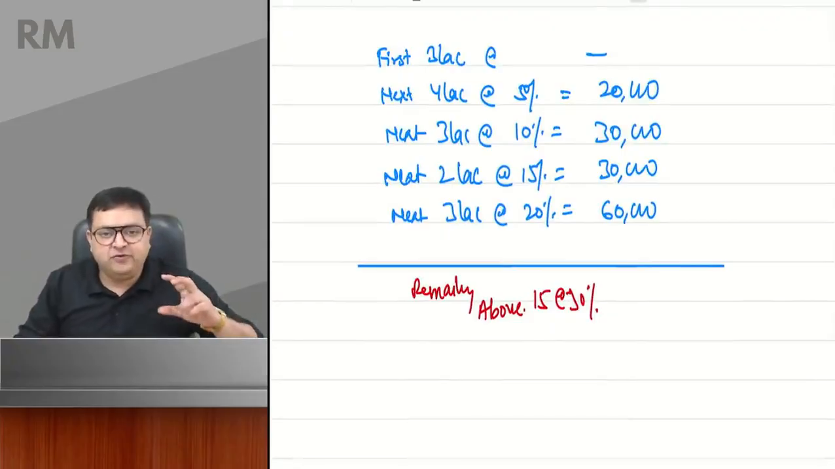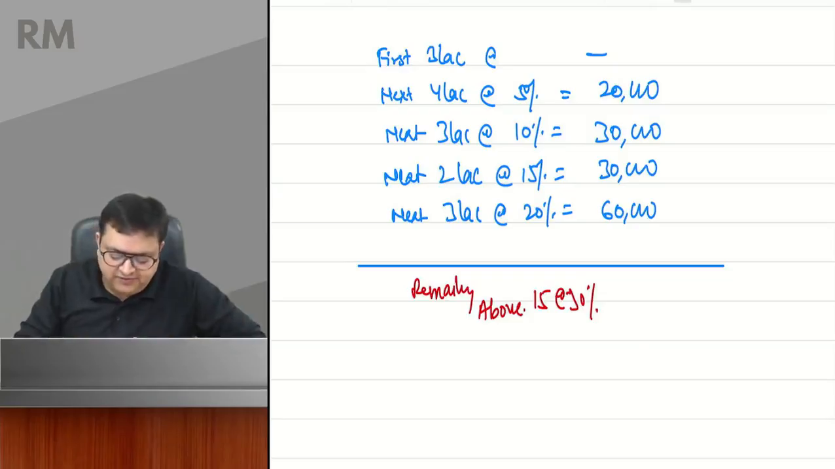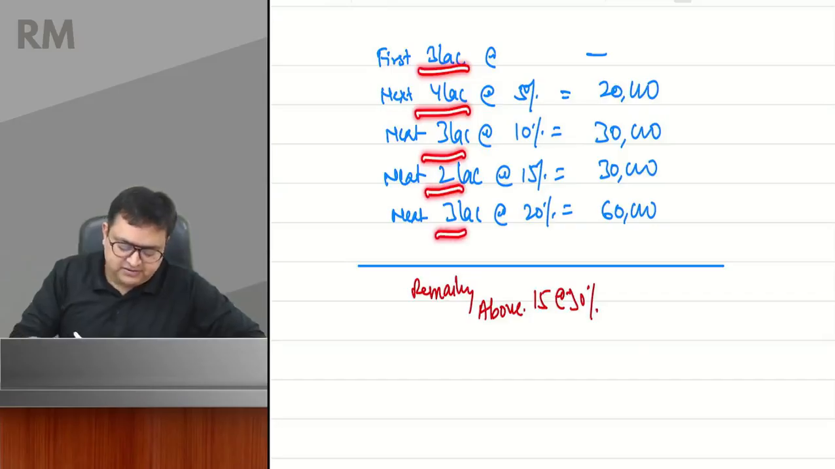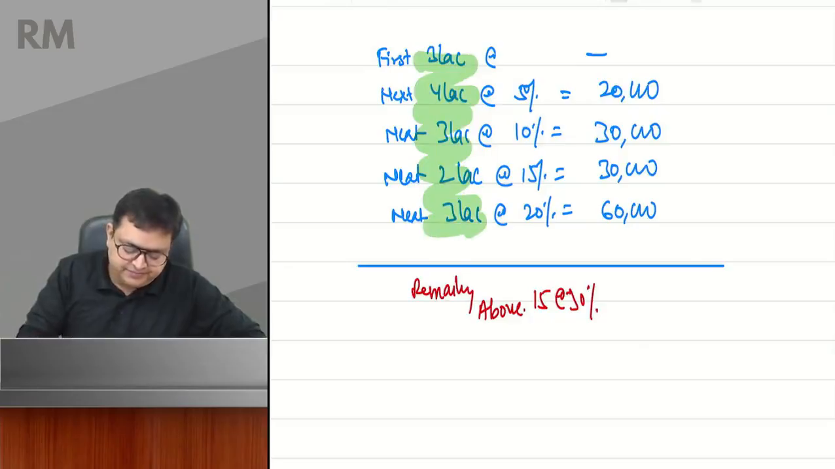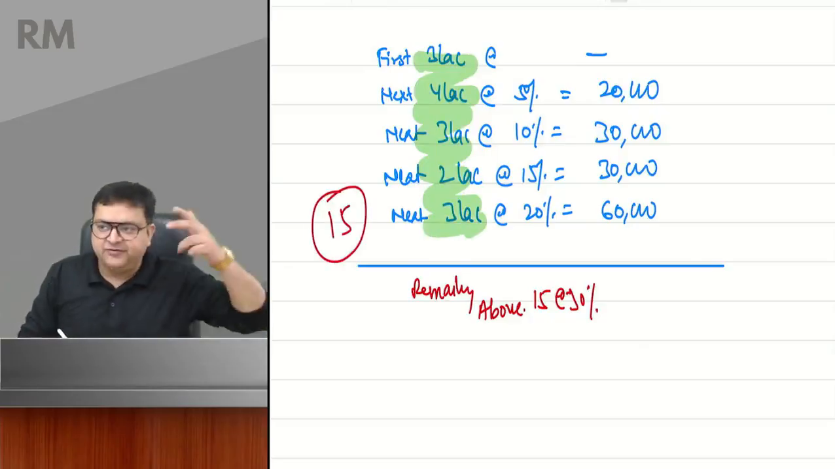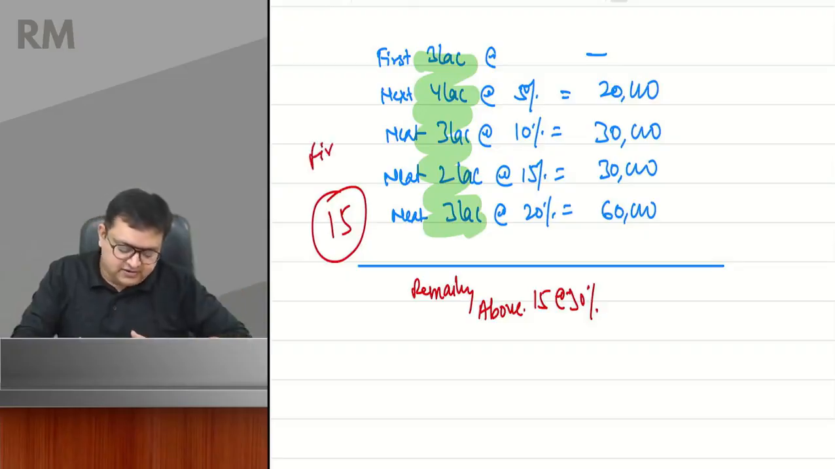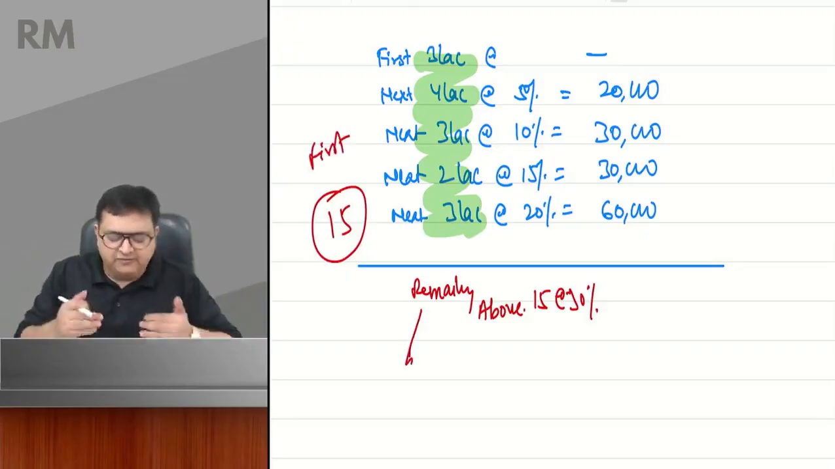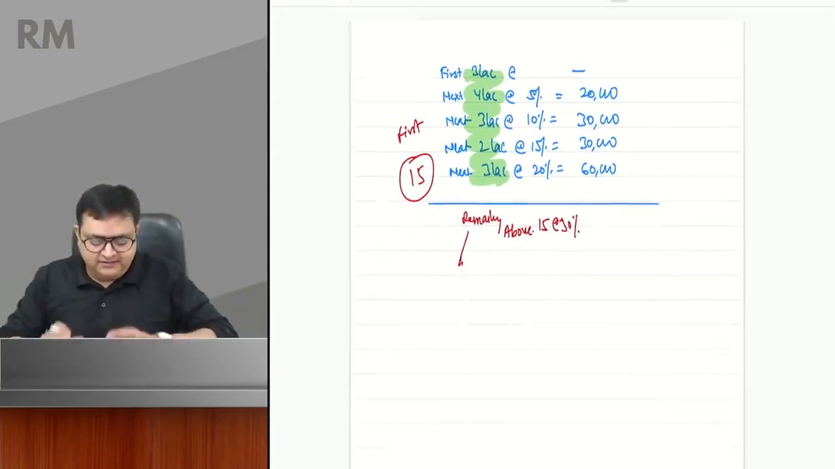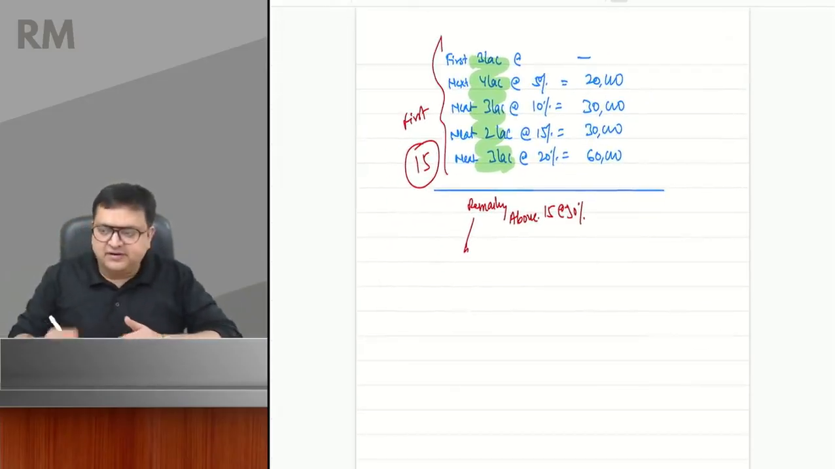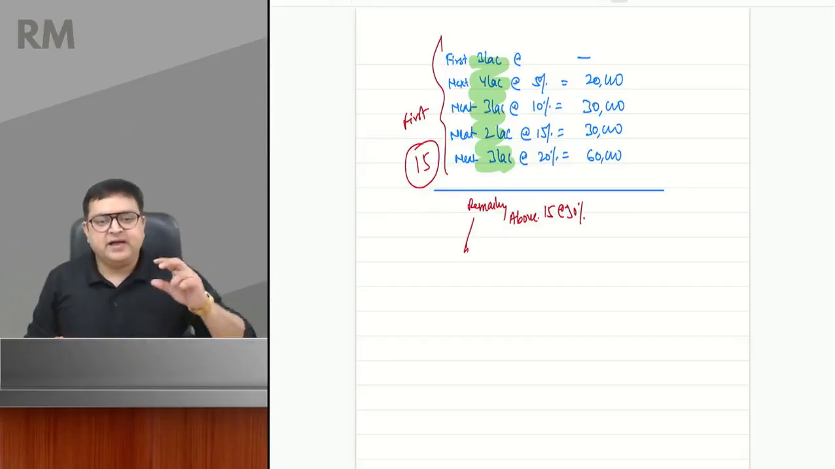Guys, whenever you have to compute tax by default regime and your total income is more than 15 lakh, please don't waste your time over here. In examination, please don't waste your time over here. Why, you all know? See, 3 plus 4 plus 3 plus 2 plus 3. This is 15 lakh, right? This is first 15 lakh income. This is first 15 and this is remaining above 15.